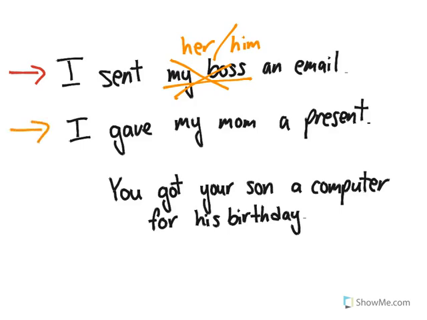Where is the indirect object in this sentence? My mom. I think your mom is probably a woman, so I gave her a present. How about in this sentence? Where is the indirect object? Your son. Your son is probably a boy, so you can say you got him a computer for his birthday.